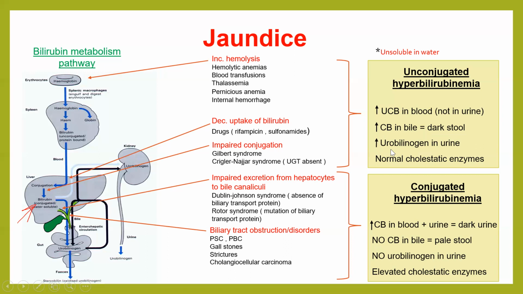And then we have increase of urobilinogen in urine, not conjugated bilirubin, but urobilinogen in the urine. Cholestatic enzymes in this case are quite normal. Then we have conjugated hyperbilirubinemia, in which we have increase in conjugated bilirubin in the blood and urine. So this bilirubin was already formed in the liver, but it never got the chance to reach the intestine. So that is why the conjugated bilirubin had nowhere to go but to enter the bloodstream.